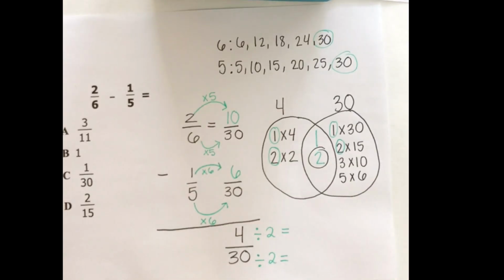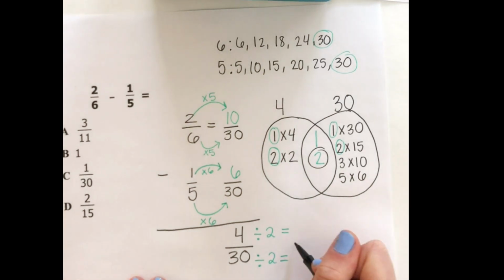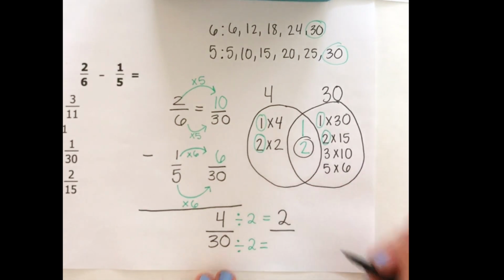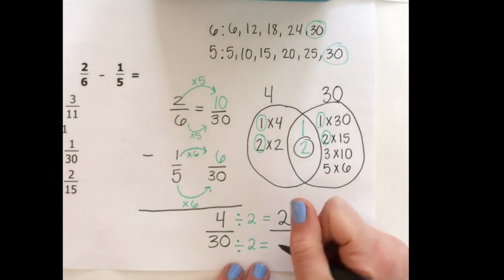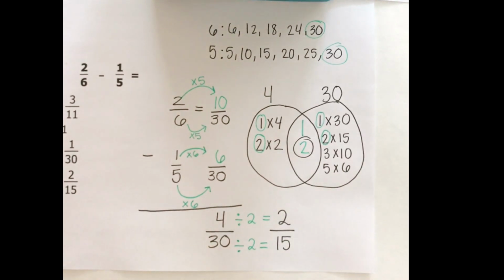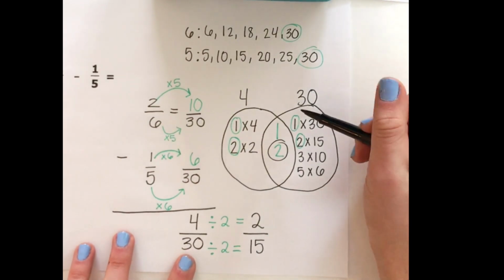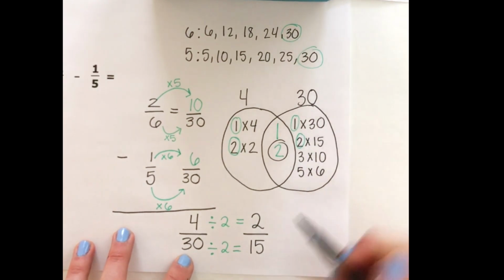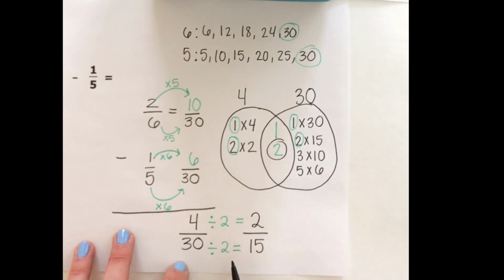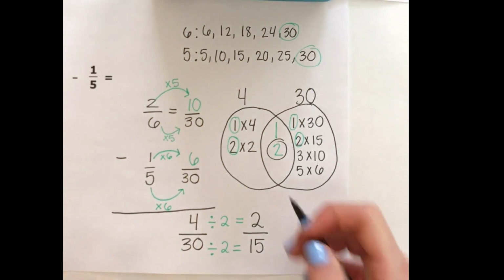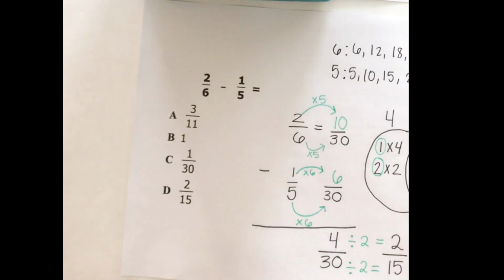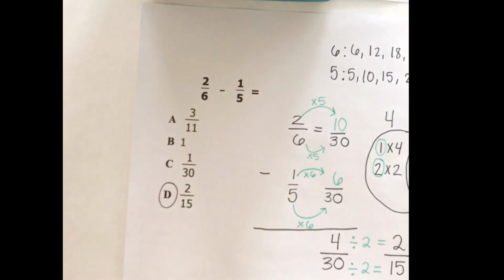And we're going to have a brand new equivalent fraction. 4 divided by 2 is 2. 30 divided by 2 is 15. And if you didn't know that, you could just go back here and look at your Venn diagram. You have 30, you have 2, and then you have a 15, so it's like a fact family here. 30 divided by 2 is 15, because 15 times 2 is 30. So now that you have 2/15, that is your answer in simplest form. So go back over here, and we see that that is a choice, 2/15.